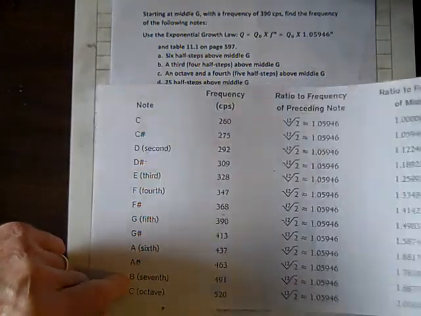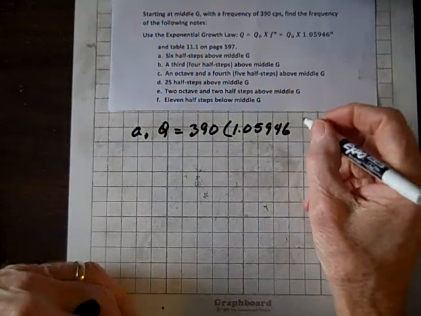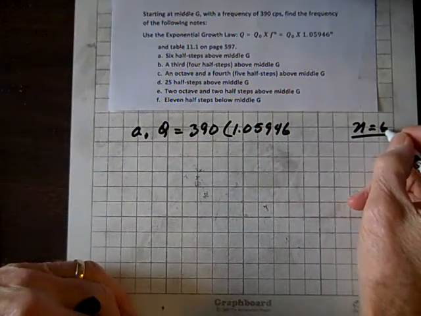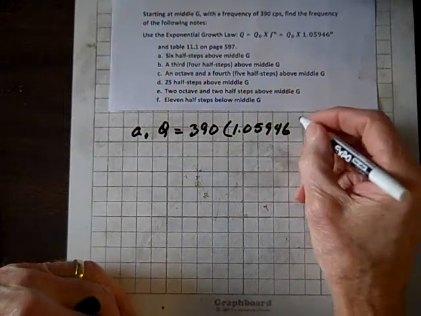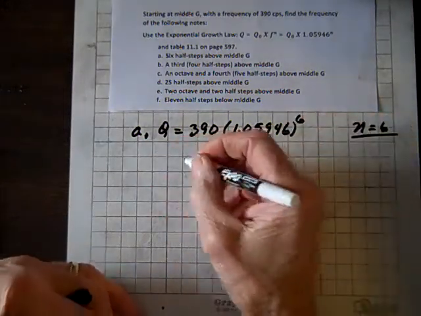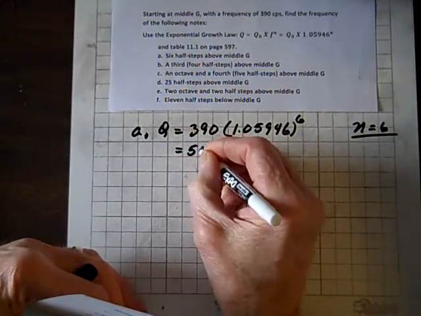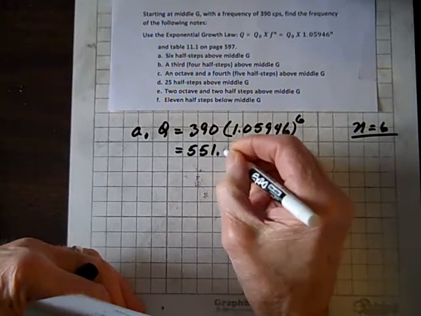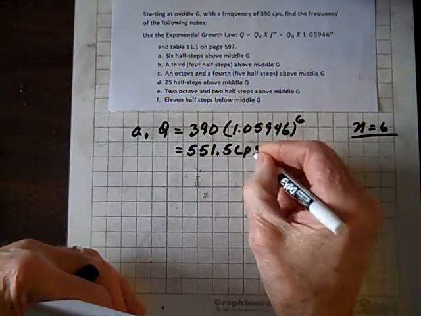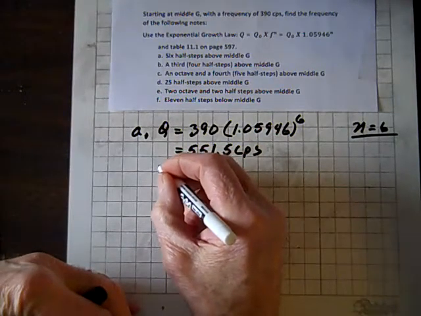So now let's find the frequency using the formula. And N is 6 here, so we're going to raise this to the 6th power. And when we do that, we get 551.5 cycles per second. Now, let's do it a different way.